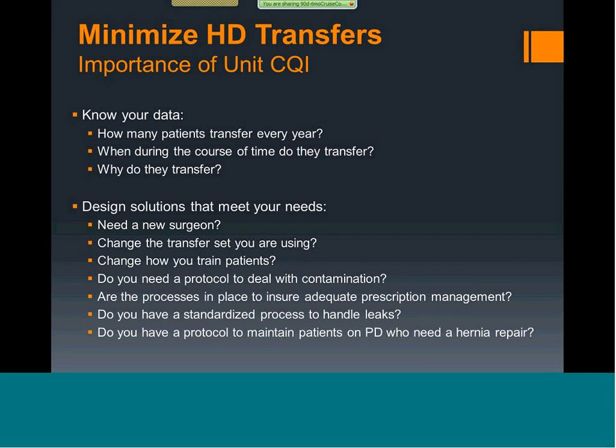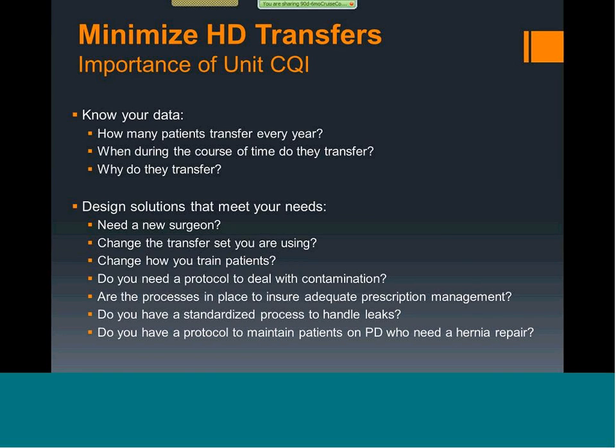Absolutely, the most important thing is the CQI process within the unit. Every unit should know your data. How many patients transfer to hemodialysis every year? During the course of doing PD, do they transfer? Why transfer? The solutions that I may present today may not be appropriate for you because the causes for transfer may be different in your unit. And the only way you're going to make success out of problems is to know what the problems are that are unique to you and then determine how you're going to overcome them. Design solutions that meet your needs.